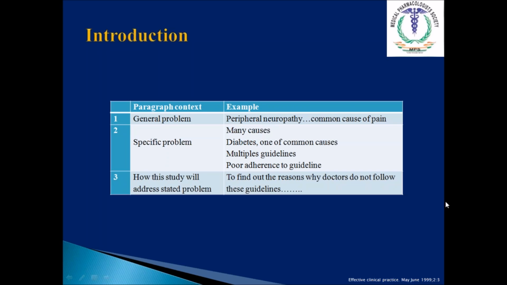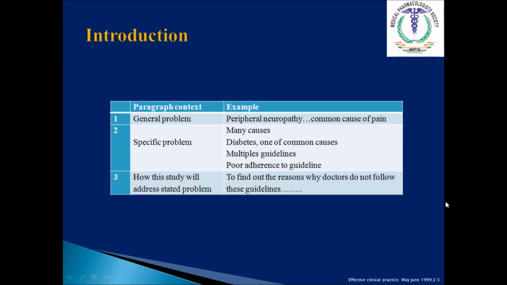And here the specific problem is, because there are multiple causes and reasons for peripheral neuropathy, with diabetes being one of the most common, and there are multiple guidelines available. But unfortunately, I think that the guidelines are not being adhered to by the physicians. So this is the specific problem in this population.